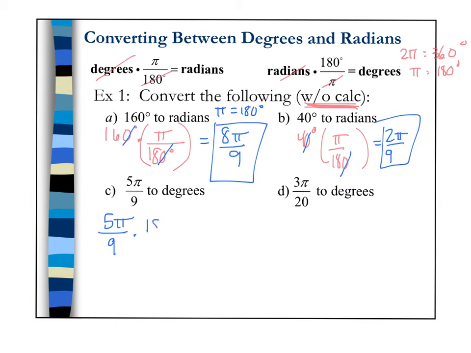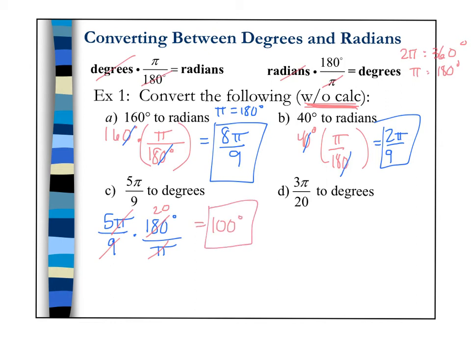Alright, now when we're going the other way from radians into degrees, same concept, except now I want to write my conversion factor flipped around. Again, it's all about what do I want to finish with. Each of these pi's will cancel off. I can reduce the 9 into 180, and I'll get 20, and then 20 times 5 gives me 100 degrees.